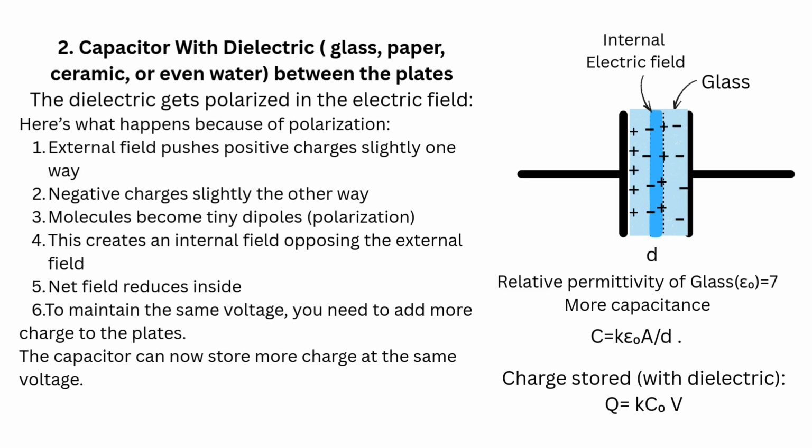The formula for capacitance with a dielectric is C equals K epsilon 0 A by d, where K equals the dielectric constant or relative permittivity of the material. The relative permittivity of glass is 7, so the capacitance is more compared to a capacitor without a dielectric. Also, the charge stored is K into C0 V.